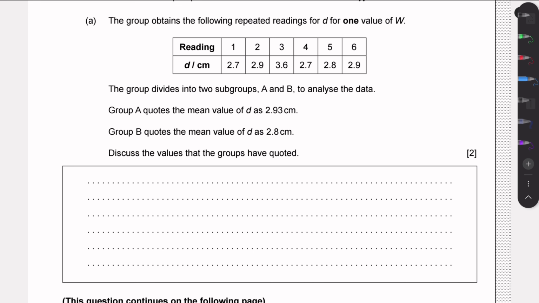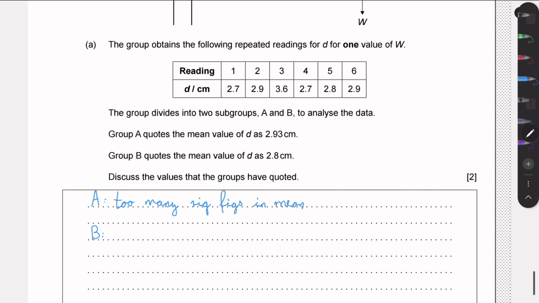So firstly, group A, this is inappropriate because all of these readings are to two significant figures, and they have added an extra significant figure into their mean value. This cannot be. So too many sig figs in the value of the mean. It should only be 2. Well, B, they do state it's two significant figures, so that's not the issue here.